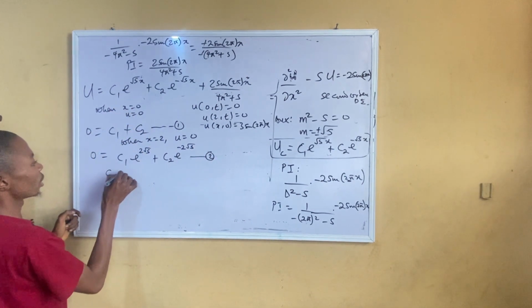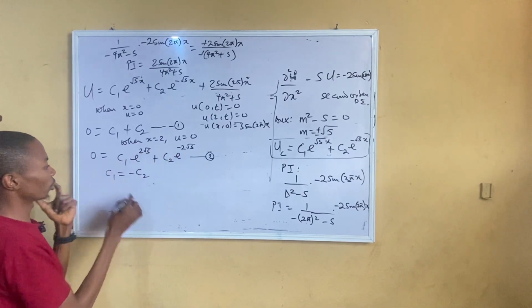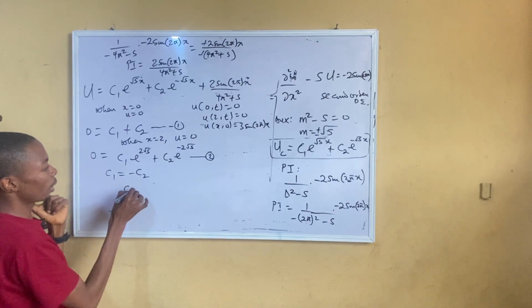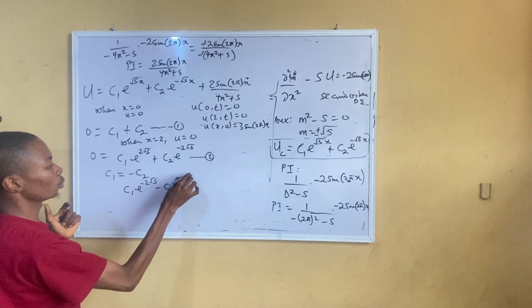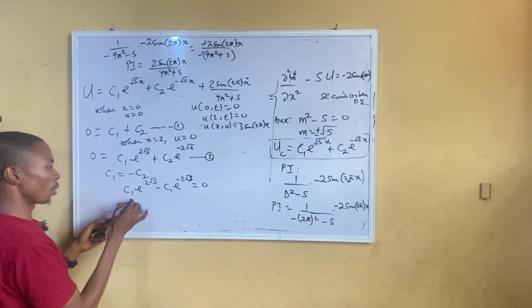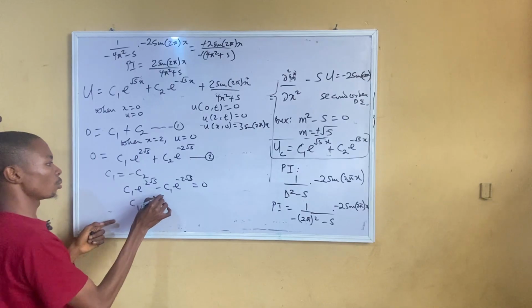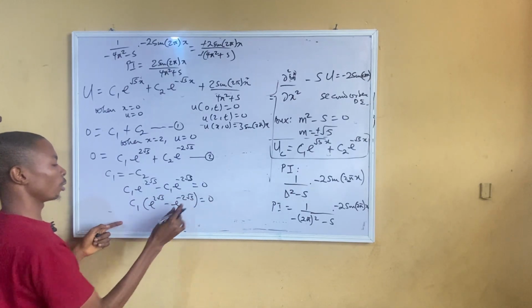So from equation 1, c1 equals minus c2. Substitute for c2 into equation 2. So this will be c1 exponential 2 root s minus c1 exponential minus 2 root s. Oh, this is plus, equals 0. If you factorize, c1 into exponential 2 root s minus exponential minus 2 root s equals 0, right?